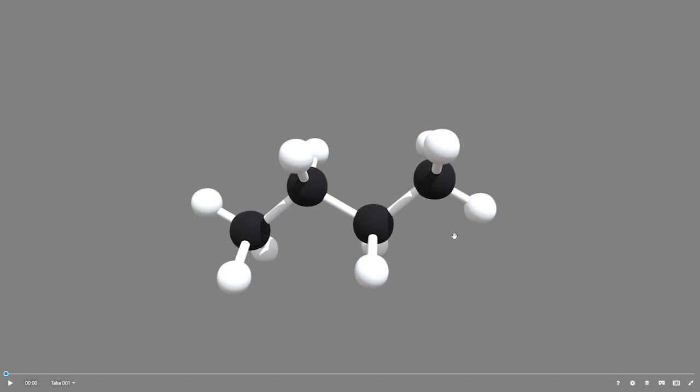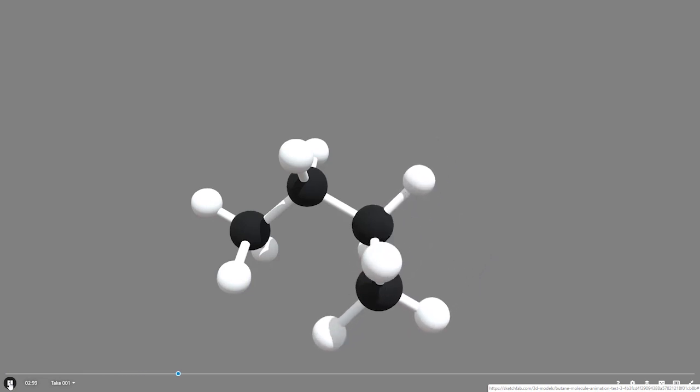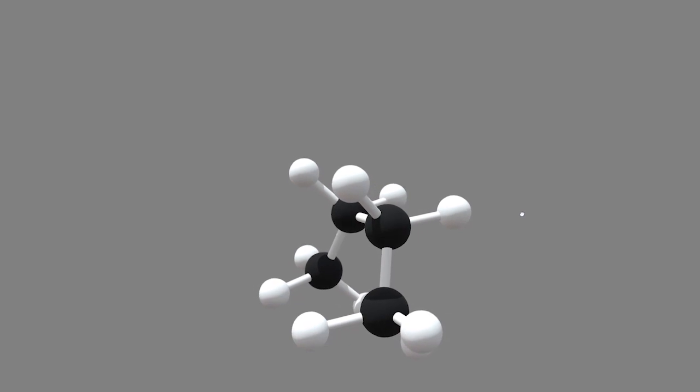But if we want to look at the different conformations of this molecule, as the molecule spins, if we look at it like this, it's not that easy to tell the difference in the conformations. And so what we do is we turn this molecule on its head. So I'm going to pause it and then I'll restart it.